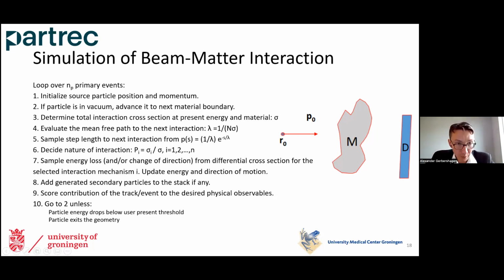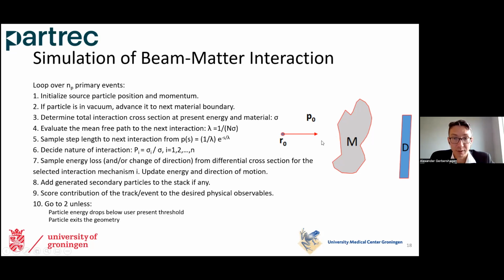Then, once you simulate this interaction, you calculate what is the energy loss of the particle, and then you update, of course, the particle energy because it lost some energy, and direction. So you scatter the particles while they are interacting with the matter. Then, if you generated any secondary particles, you simulate them and add them to the stack of all the particles which you are simulating. And then you score the contribution in the observable which you want to see.